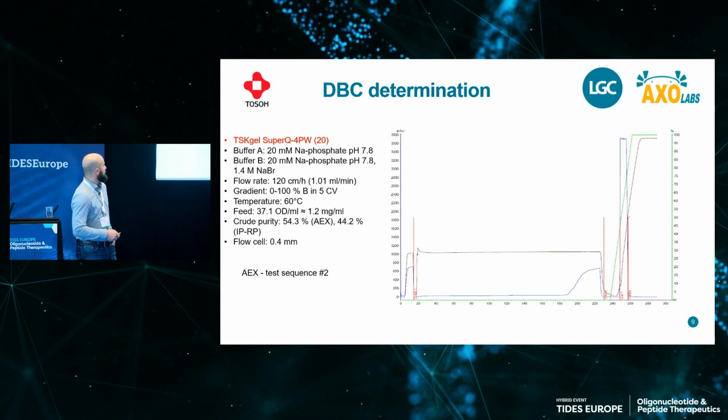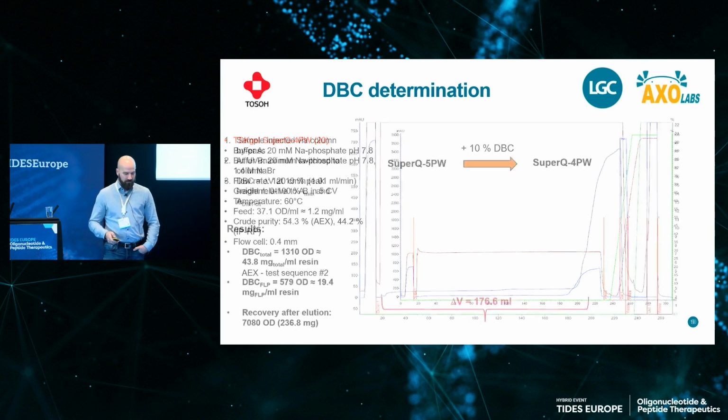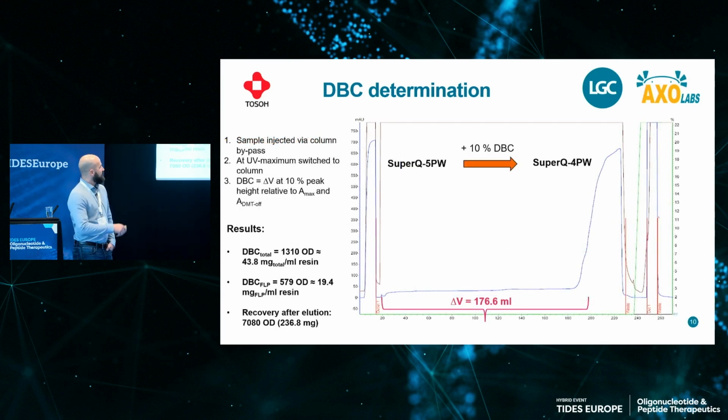So here it's just showing the breakthrough curve of the new resin, the Super Q4PW. And basically here they loaded the resin until 10% breakthrough and then just did the elution of everything that was binding to the column. And here they identified roughly 10% higher dynamic binding capacity on the Super Q4PW.